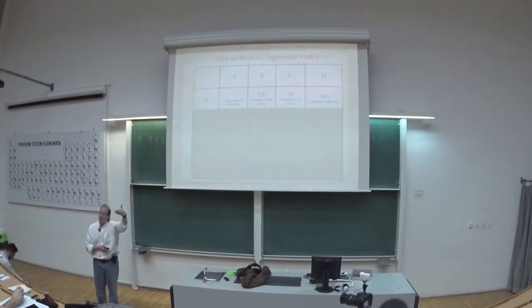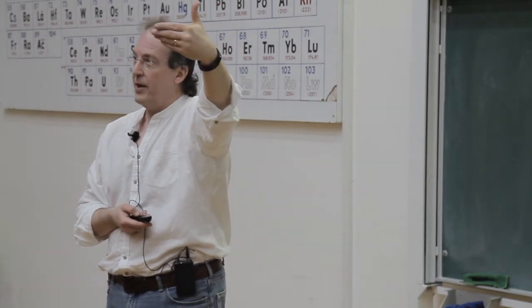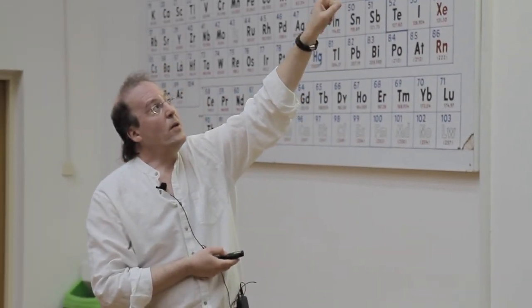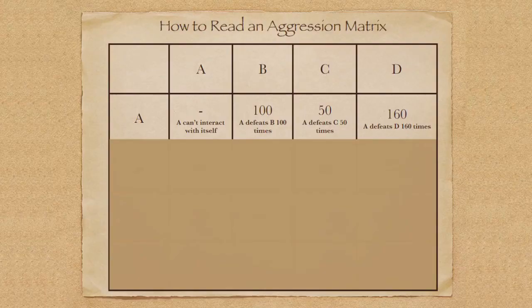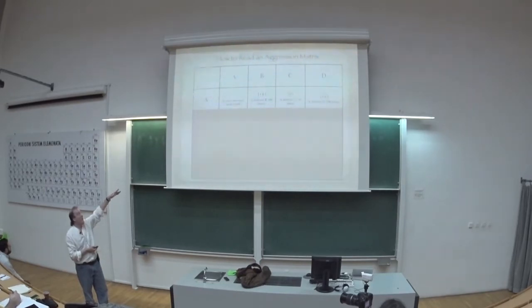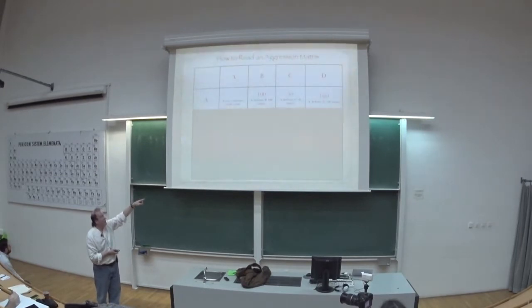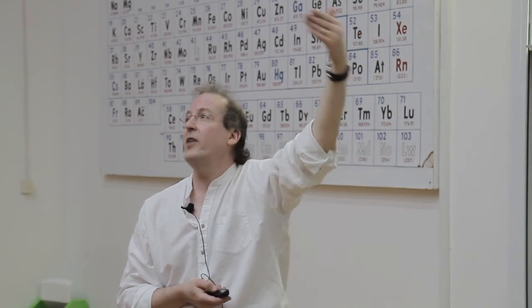So let me just give you a hypothetical example of what one of these matrices looks like so you know how to read it. Let's say we have individuals A, B, C, and D in our group. What you're seeing here is the number of times that A has defeated other individuals in its group. So if you go to the AA box, it can't interact with itself. If you go to the next box over, you see A defeats B 100 times. You see that A defeats C 50 times, and you see that A defeats D 160 times. So this is just data that comes out of the simulation.